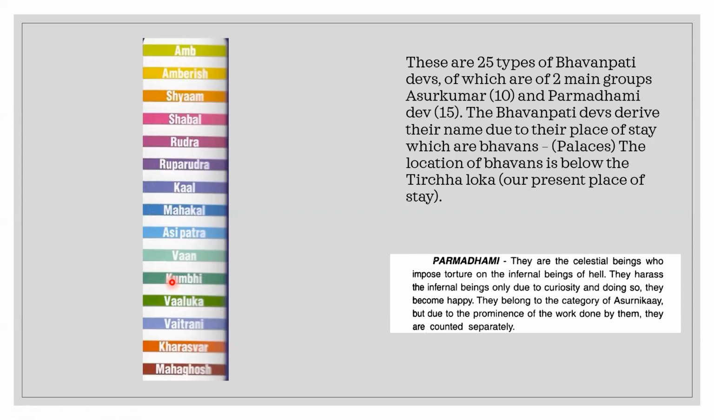And these Parmadamis only go up till the 3rd Narak. They only give pain to the Jeevs of Narki up till the 3rd Narak. After the 3rd Narak, there are no Parmadamis. The Parmadamis do not go to the 4th Narak. From the 4th Narak onwards, it's a different kind of pain. It's the pain of Kshetra.